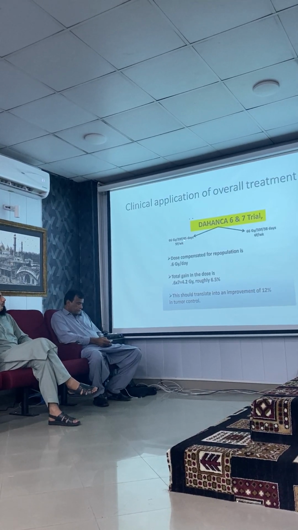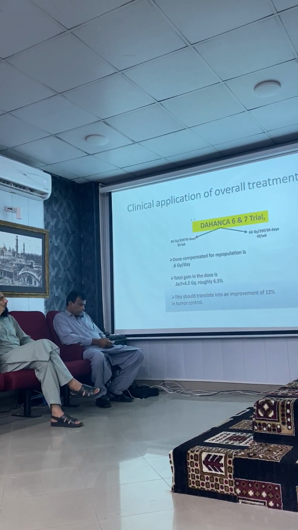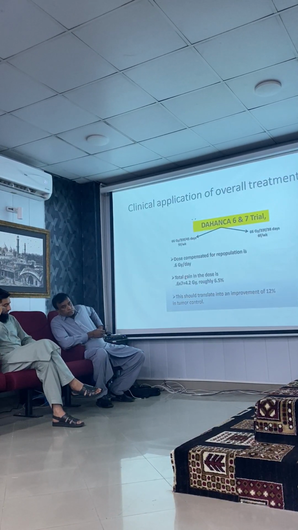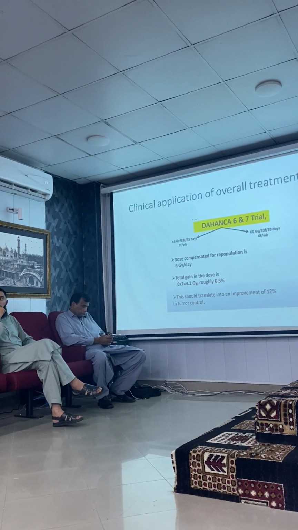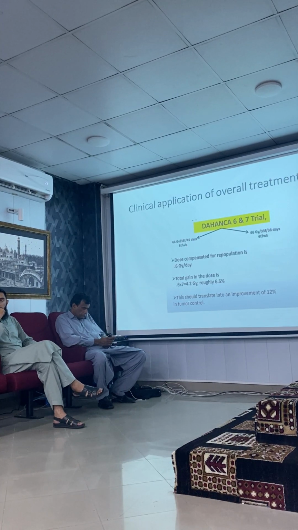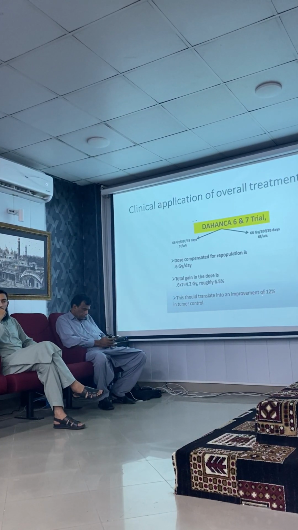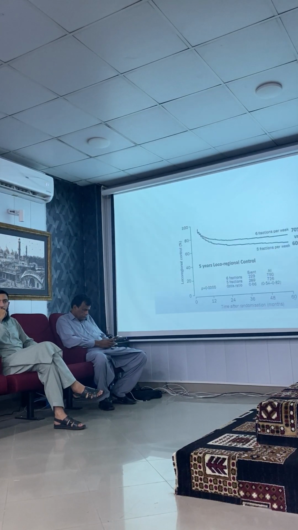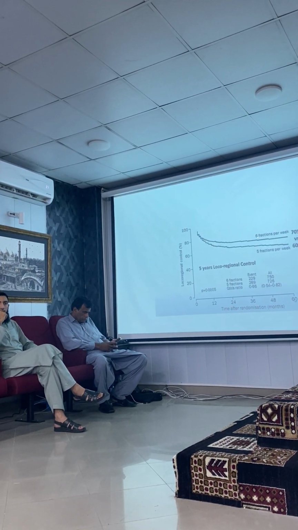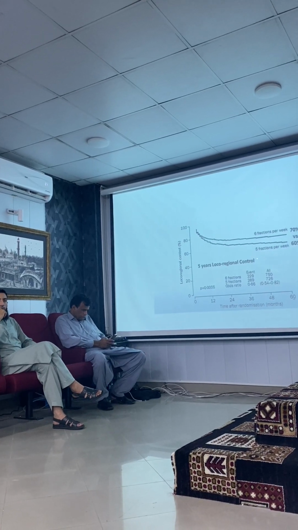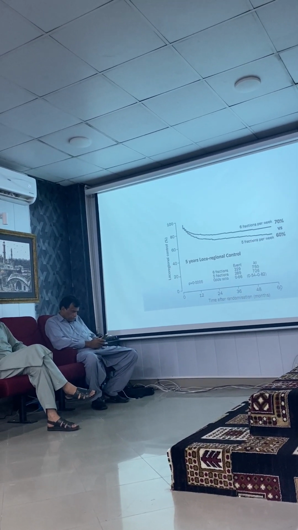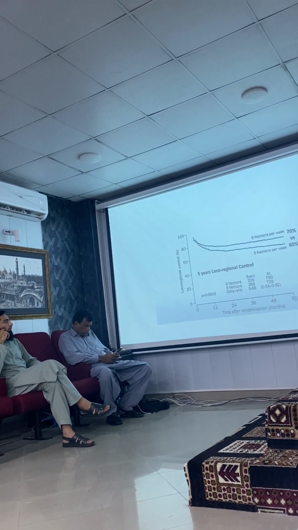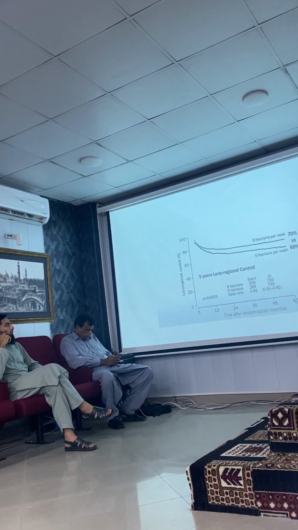So there is a difference of 7 days between these two arms, and there will be total gain in dose 0.6 into 7, 4.2 gray, roughly 6.5%, and it should clinically translate into an improvement of 12%. And this was the result. 6 fractions per week gave us 70% locoregional control versus 60% locoregional control. So now we have matched with the clinical data.